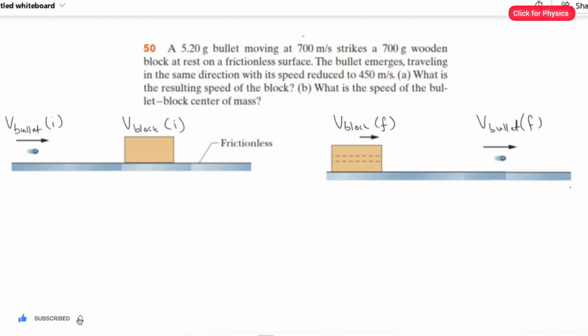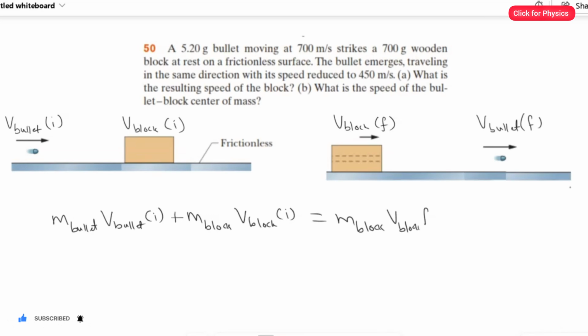Mass of the bullet multiplied by speed of the bullet initial, plus mass of the block multiplied by speed of the block initial, which is equal to mass of the block multiplied by speed of the block final, plus mass of the bullet multiplied by speed of the bullet final. Clear?